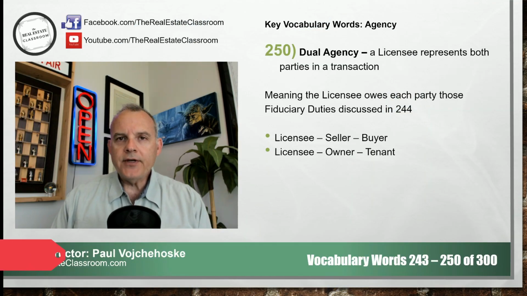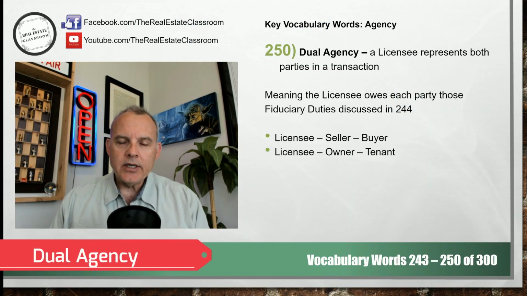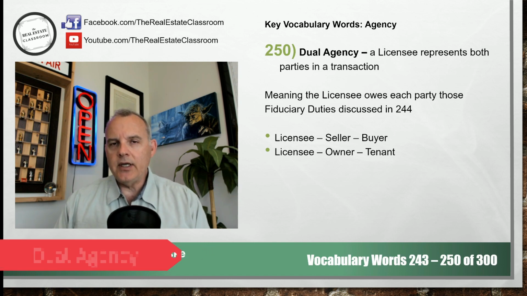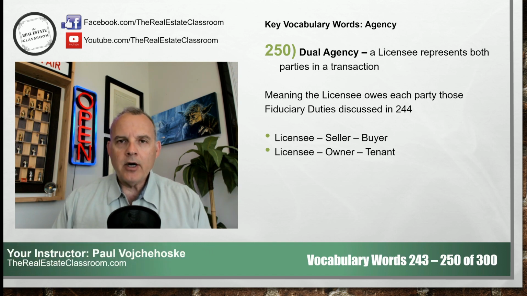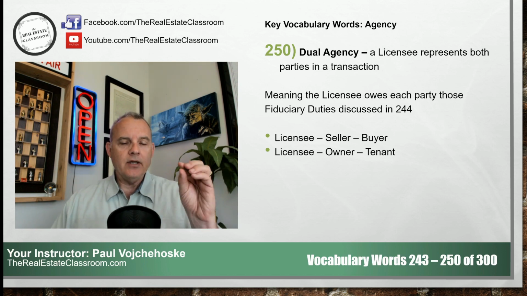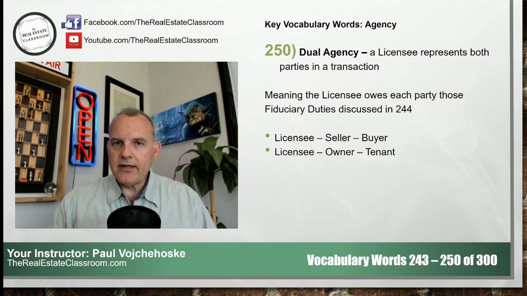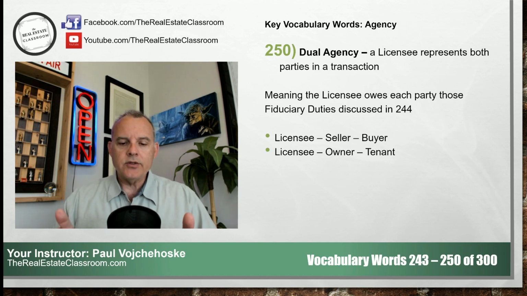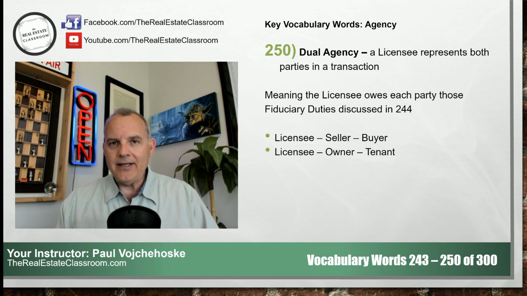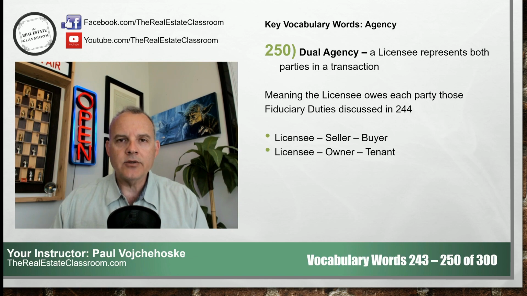All right, number 250, dual agency. This one is simple. This is where the licensee represents both parties or all parties in the same real estate transaction. So we have the licensee who represents, remember, representation means those fiduciary duties are owed to the client. So that licensee represents the seller and the buyer, or the owner and the tenant. They represent all parties or both parties in the same real estate transaction.